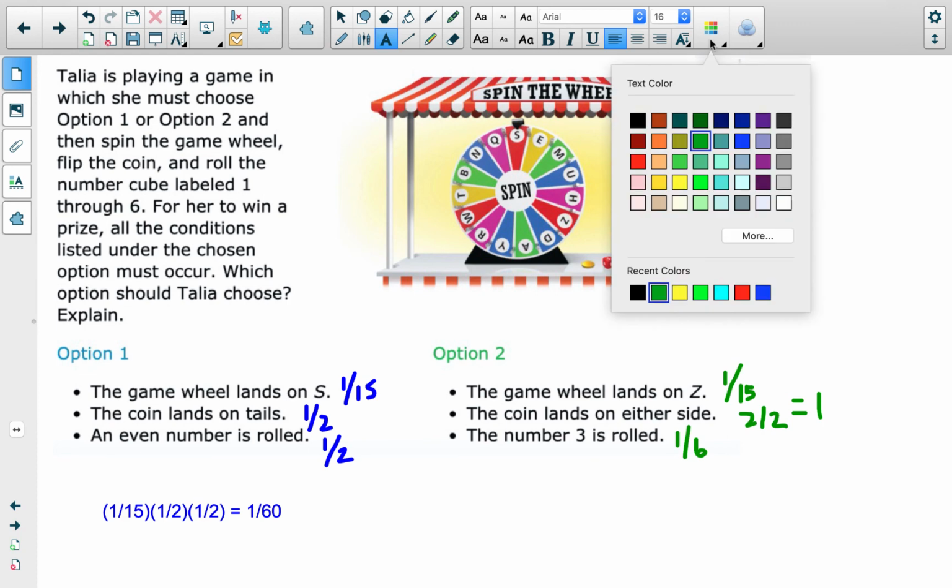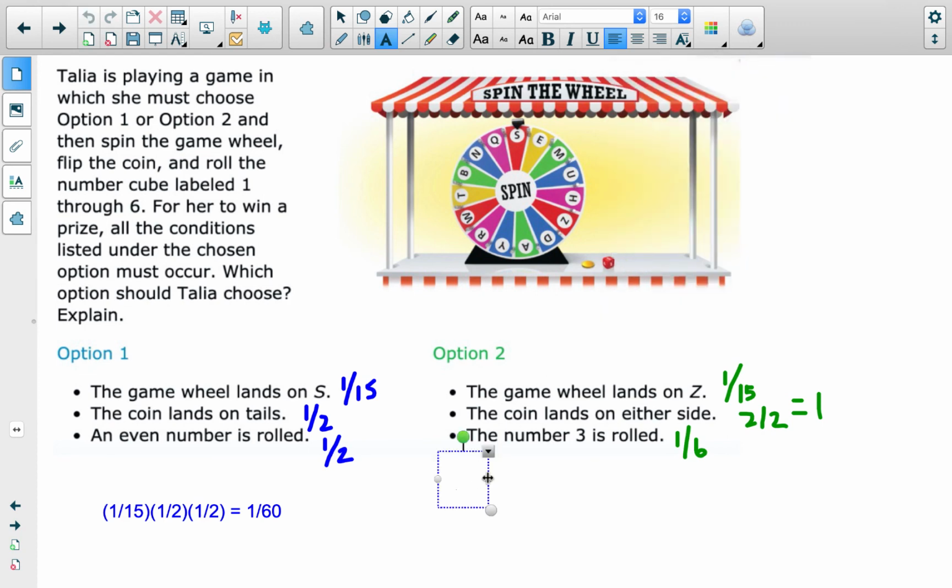All right, let's color coordinate and get this multiplication happening. So we got 1/15 times 1, which you don't even need because multiplying anything by 1 does not change the value. And what we're going to end up here is with 1/90th. That is even a worse percent chance. So option 1 is actually the better option here, but neither is particularly good. I would recommend her not play this game if she wants to actually win something.